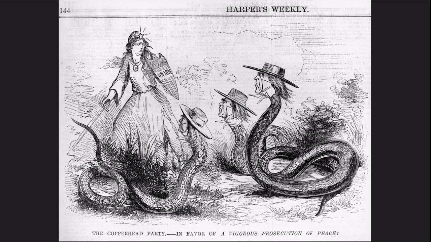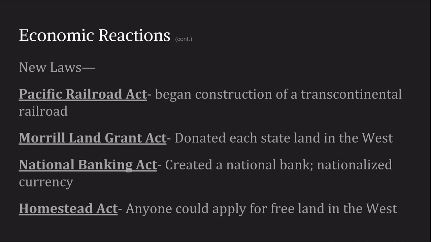Some Copperheads. Economic reactions. The Pacific Railroad Act: Transcontinental Railroad construction started. The Morrill Land Grant Act donated each state land in the West. I saw that it was to build colleges, but I didn't put that in though.